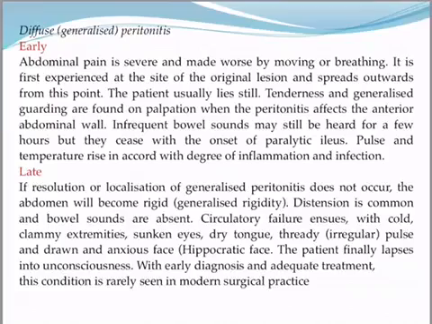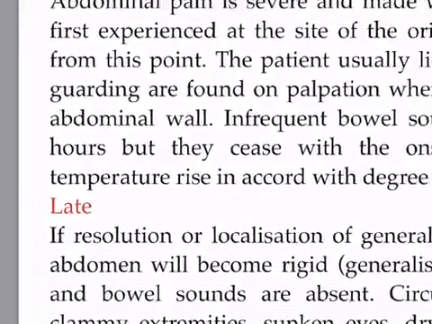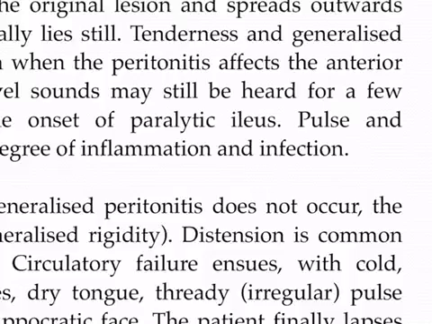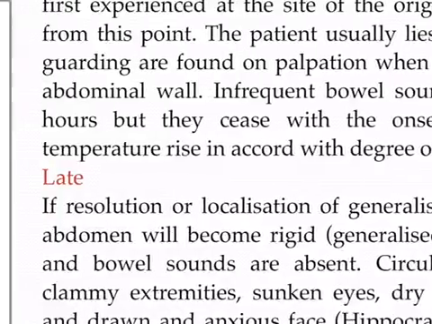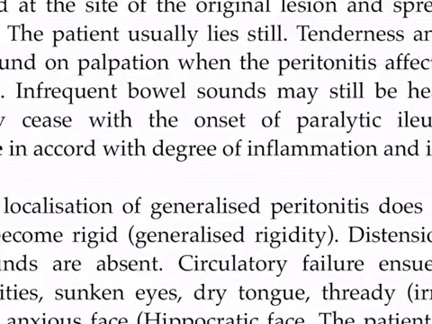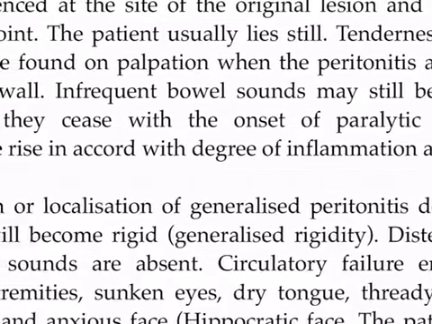In patients with diffuse peritonitis, in the earlier stages, the abdominal pain is usually severe and made worse by moving, coughing, or walking. It usually begins at the site of the initial pathology. For example, in a perforated peptic ulcer, the pain starts in the epigastrium and rapidly, within a few minutes to hours, spreads over the abdomen. So this is one picture of diffuse peritonitis.